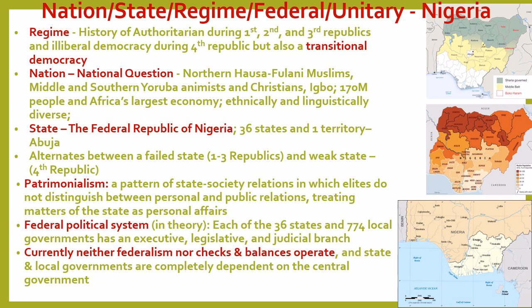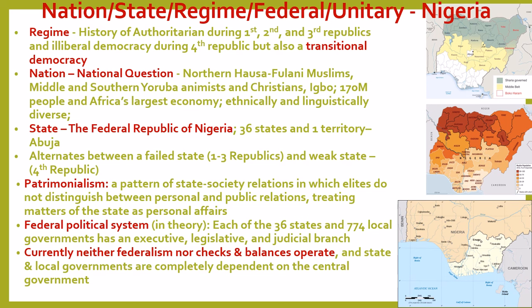Nigeria. So Nigeria is also, much like Mexico, a transitional democracy. It has alternated basically from an authoritarian regime in the first, second, and third republics to an illiberal democracy in the fourth republic, but is under Buhari trying to transition to a more liberal democracy. It has had some free, fair, competitive elections, but they've also been criticized as maybe not so free and fair. But they're transitioning, they're trying.